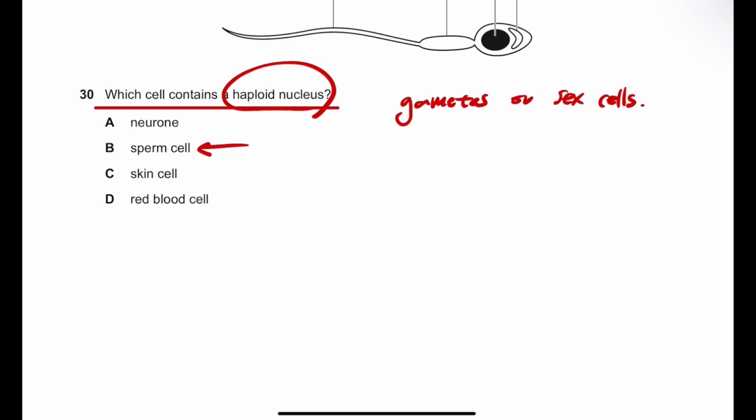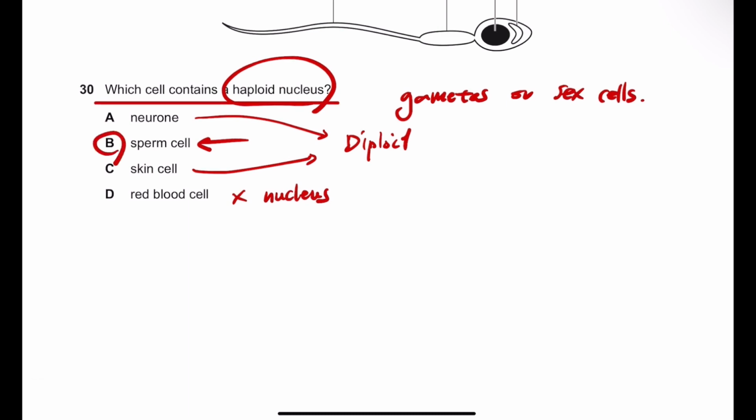Neuron is a body cell, so it should be diploid. Skin cell is also a body cell, so it should be diploid. And red blood cell does not have a nucleus. So the only gamete in here is the sperm cell, so the answer should be B.